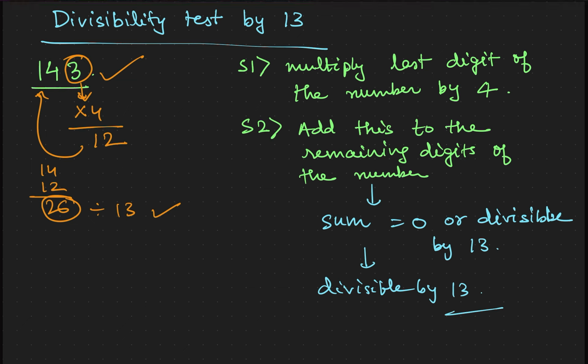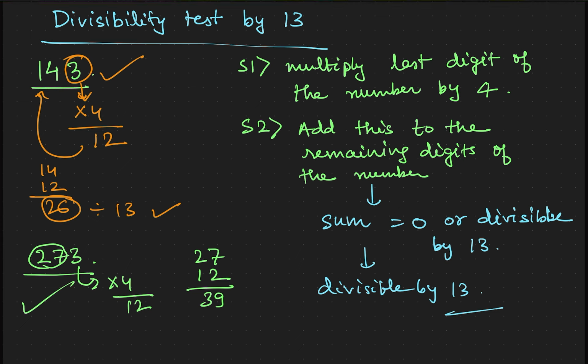Let's take another example. Suppose 273. Here the last digit is 3. Let's multiply it by 4. We get 3 into 4, 12. If we add 27, the remaining digits, with the number we got, 12, we get 39. And we know that in 13's table, 39 comes in the third multiplication. So our parent number 273 is also divisible by 13.